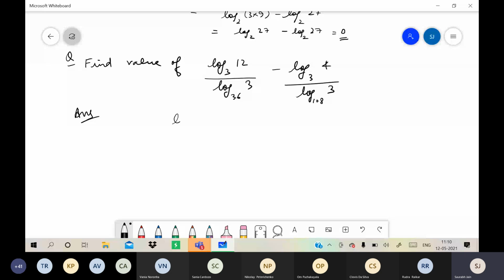Now let us try to get the value by simplifying this question further. What I am going to do, listen carefully. I am going to write this.